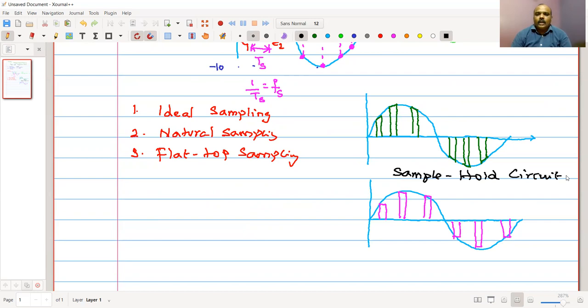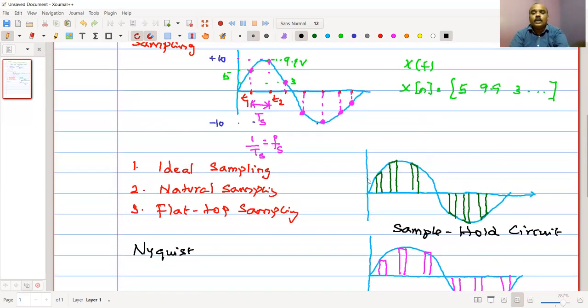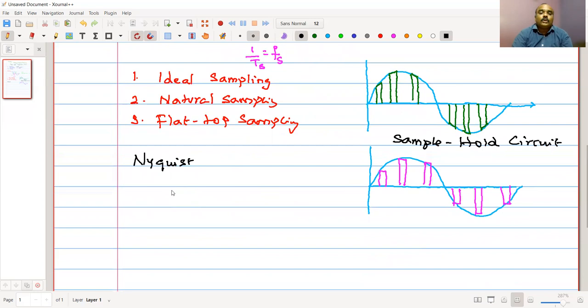Right? Now, there is a condition for this, which is called the Nyquist rate. Okay, the question is, how many samples, what minimum number of samples, are required so that we can represent our input signal? So we now have the train of pulses, and how many pulses are required to represent each of these signals? So let us take an example.